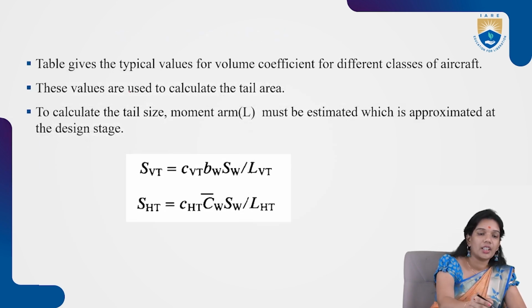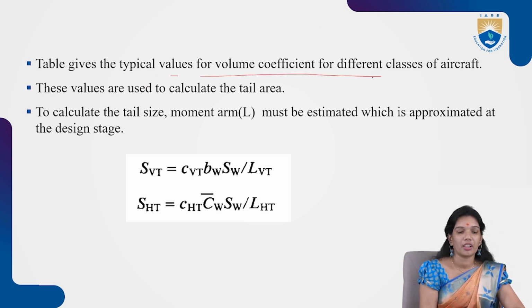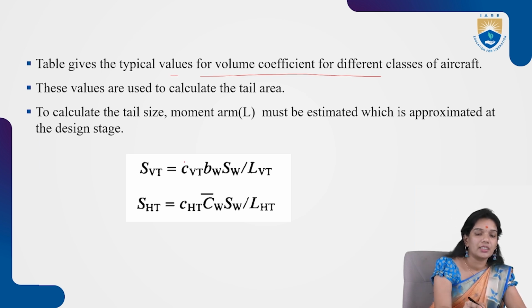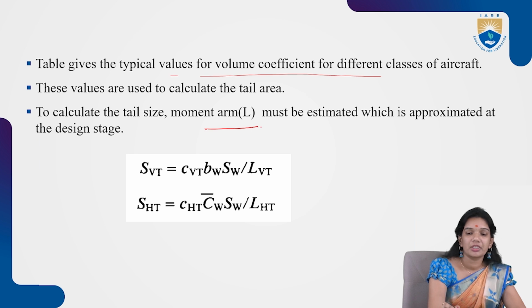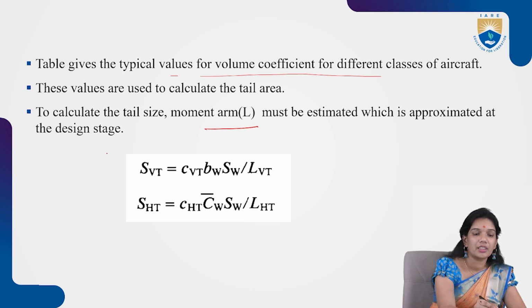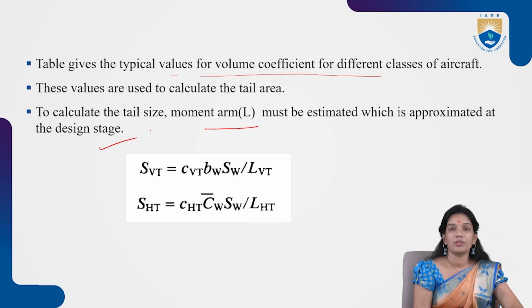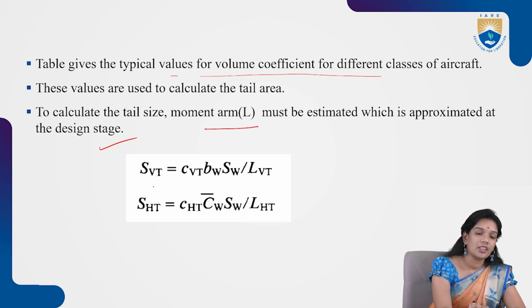So this table gives the values of the volume coefficient for different types of aircraft, right? Upon these, we should be able to calculate the tail areas. To calculate the tail size, the moment term L must be estimated, which is approximated at the design stage. So I am trying to estimate this during the design stage itself. So SVT for a vertical tail, SHT for a horizontal tail.